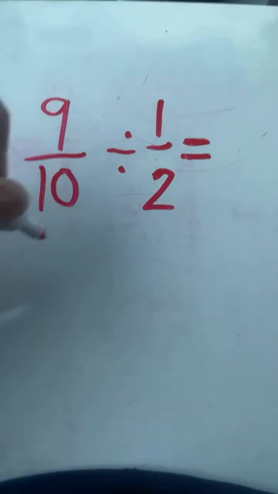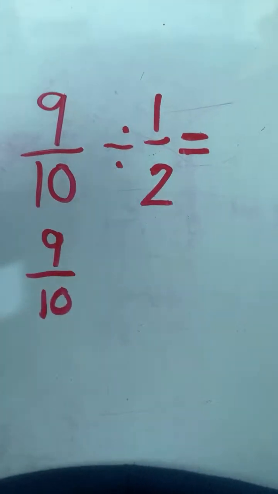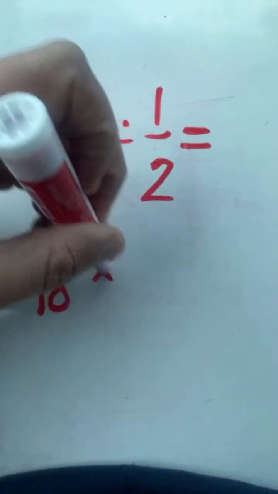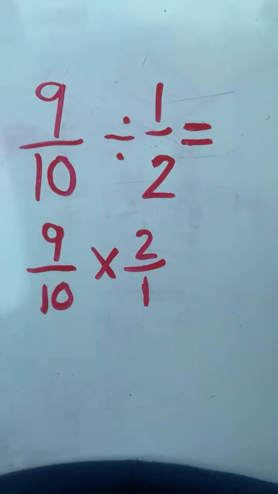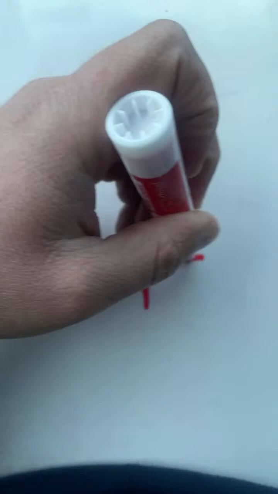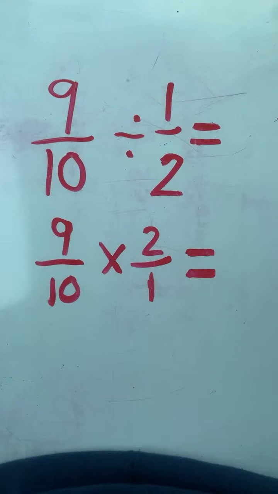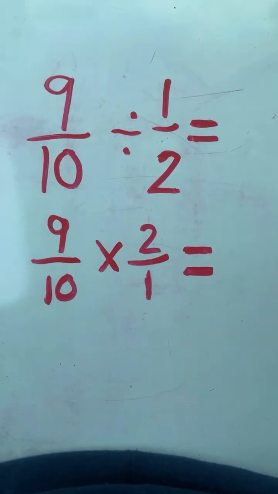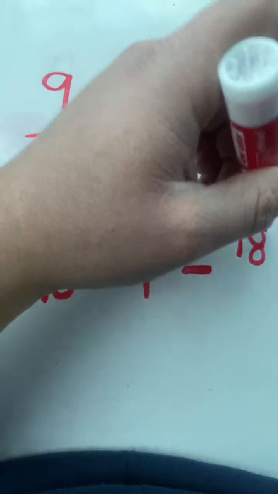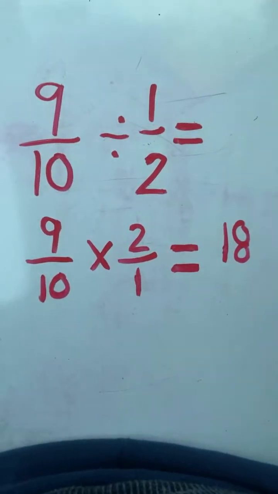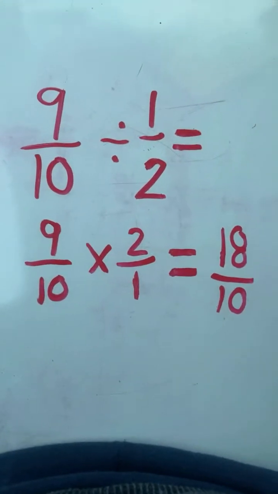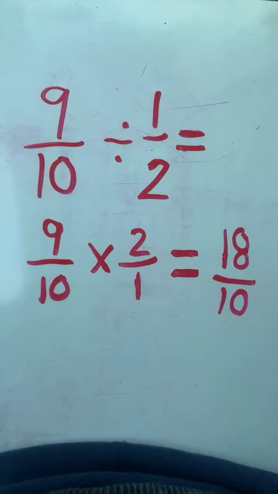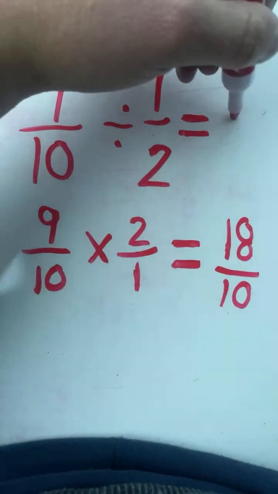All right. So we're going to do our steps. Keeping the first fraction the same. Change our sign. Flip. Flipping the second fraction. Now we multiply. 9 times 2 equals 18. 10 times 1 equals 10. And we have our final answer. 9/10 divided by 1/2 equals 18/10.